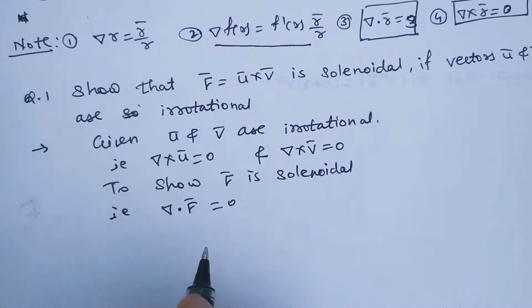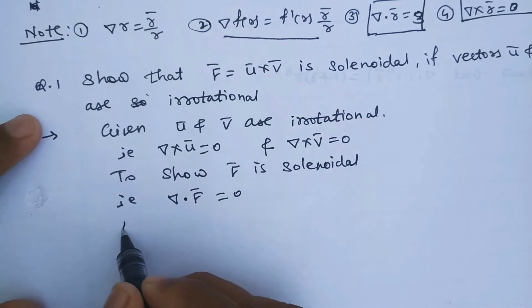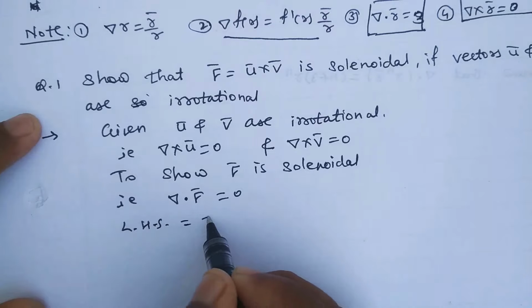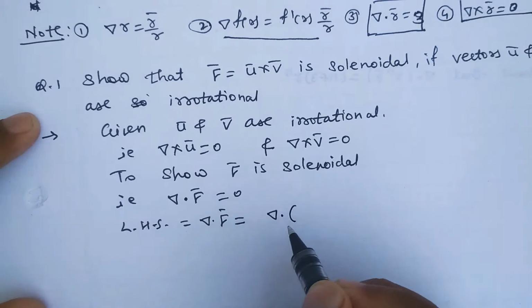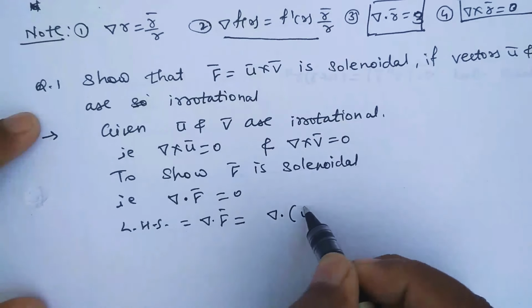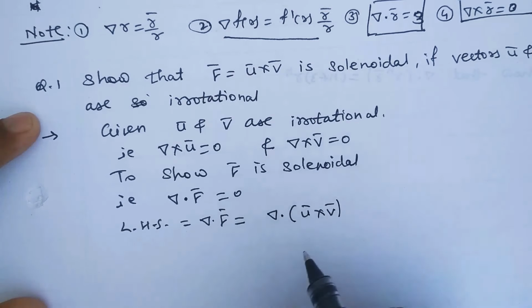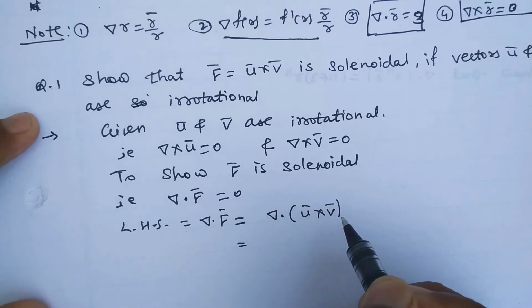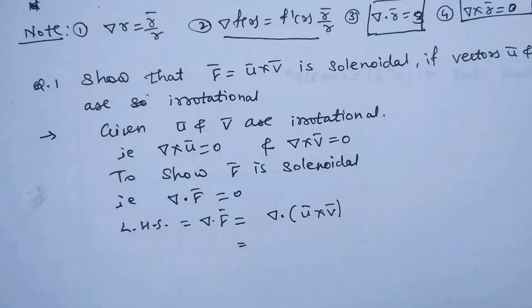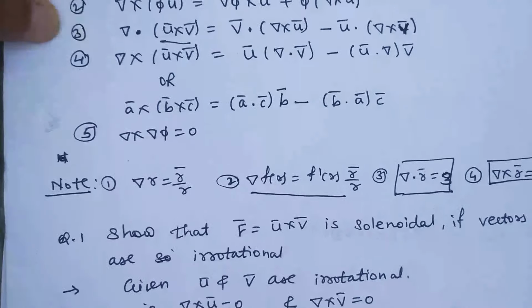Now to show this, consider LHS. LHS is equal to del dot f bar, which is equal to del dot of u bar cross v bar. Now, for del dot u bar cross v bar, we already learned the vector identity. See vector identity number 3.